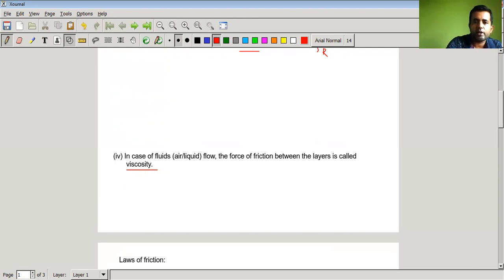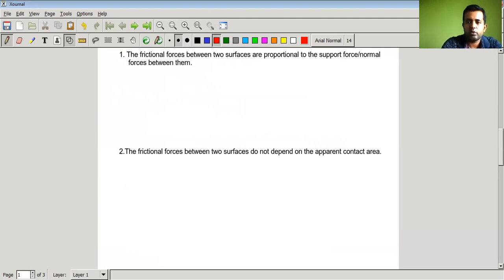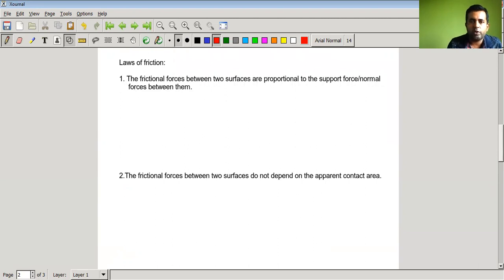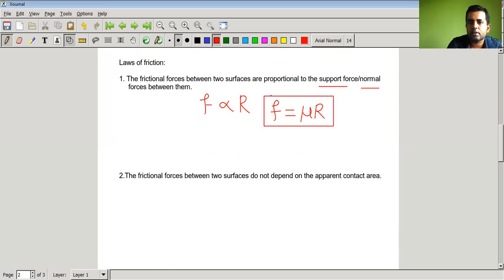Now, it turns out that there are some fundamental rules which friction obeys. So that's what we are going to talk about now. The first law of friction says that friction force between two surfaces is proportional to support force. We'll not use the word contact force, we'll talk about it later, or normal force. So friction force turns out to be proportional to contact force. We are using R for it. So friction is proportional to this. When you remove the proportionality sign, friction force comes out to be mu times R, and this mu is called coefficient of friction.